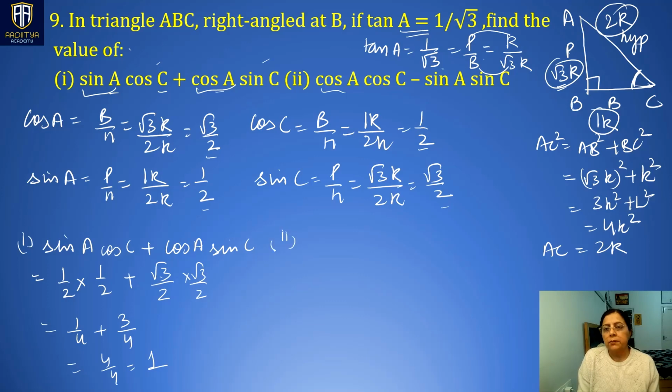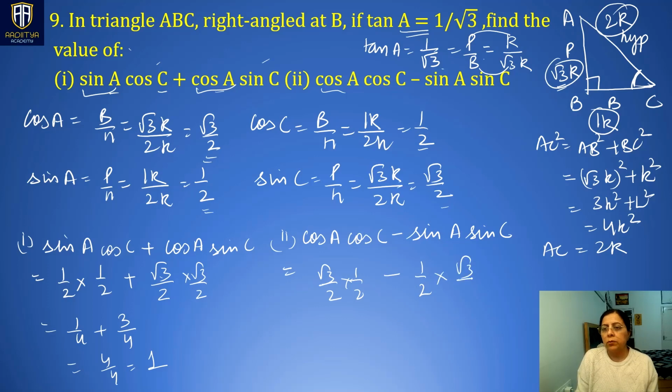And the second part is cos A cos C minus sin A sin C. What is the value of cos A? Cos A is root 3 by 2. Cos C is 1 by 2. They are in multiplication. Sin A is 1 by 2. Sin C is root 3 by 2. So we have root 3 by 4 minus root 3 by 4. That is 0.